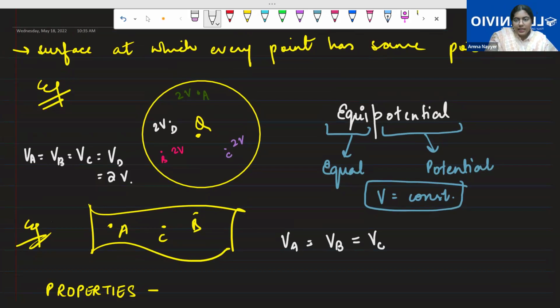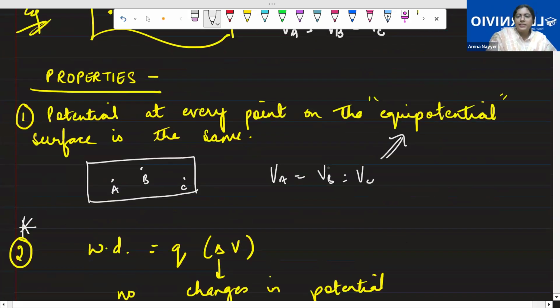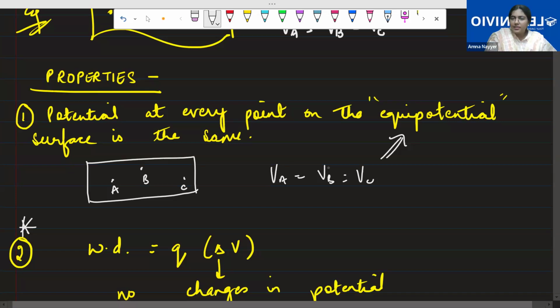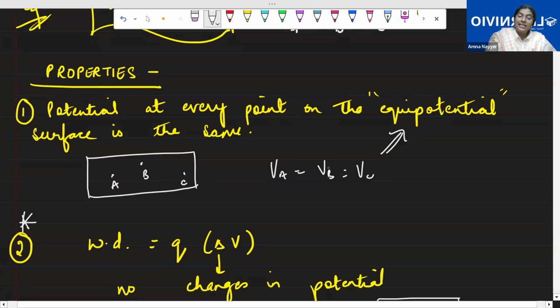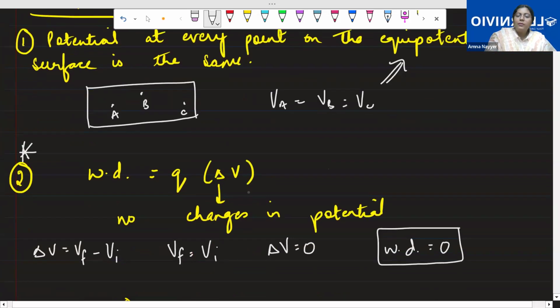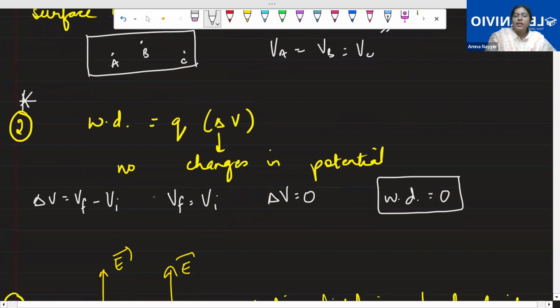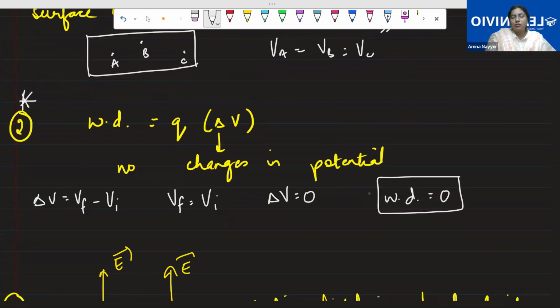Now, a few properties are there. The first property is the definition. Potential at every point on the equipotential surface is the same. V_A, V_B, V_C, all the same. That's the definition. Second one, there is no change in potential, so work done will be simply zero. Because final is equal to initial, so change is zero. So work done is also zero.